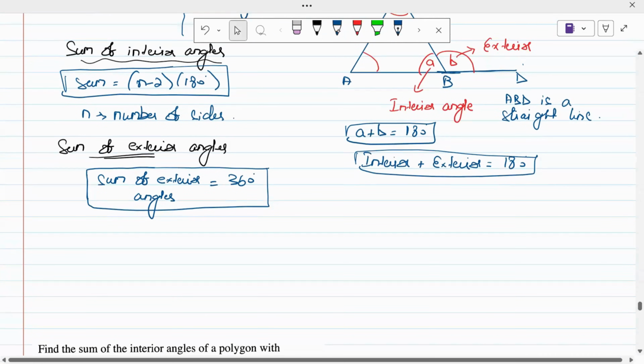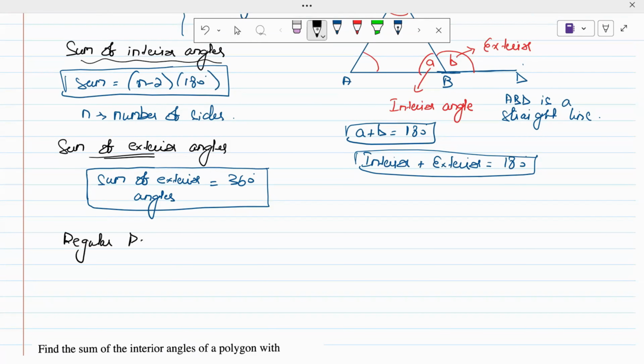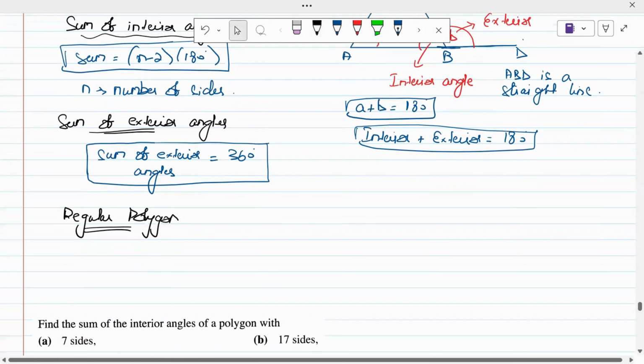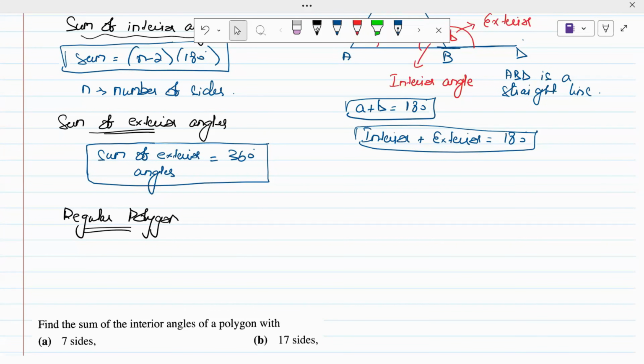The next thing to know is the term regular polygon. Now, there's an important difference between a polygon and a regular polygon. When the question uses the word polygon, it is any closed-sided figure. But when we say a regular polygon, it has to be a closed-sided figure, but it's a special type of polygon in which all sides and all interior angles are the same.